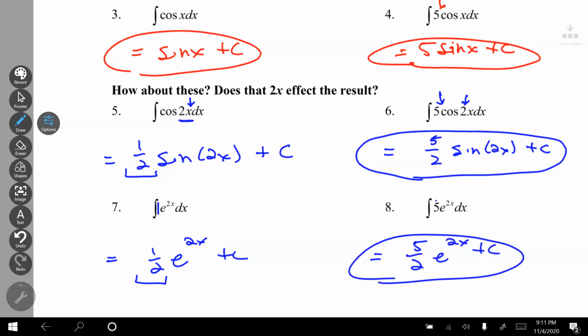So I think hopefully you'll notice that this 5 is going along for a free ride, but these extra 2x's are causing a different coefficient to be in front. We were actually using the reciprocal. So it's kind of the reverse of that mini chain rule that we've been working on for the last week.